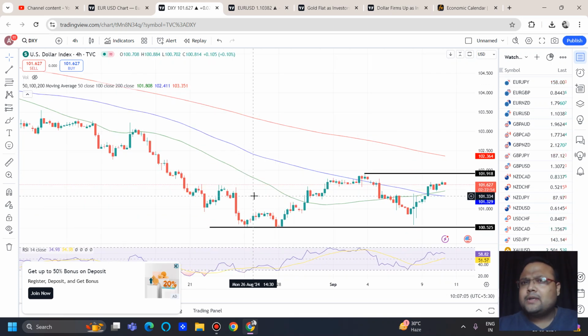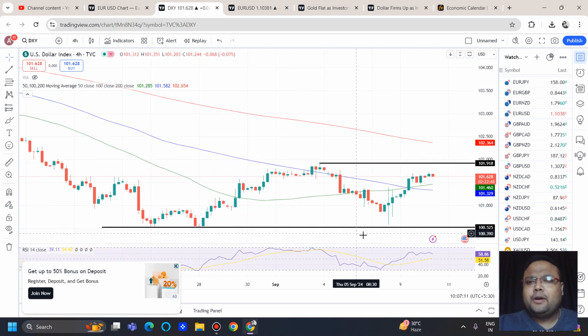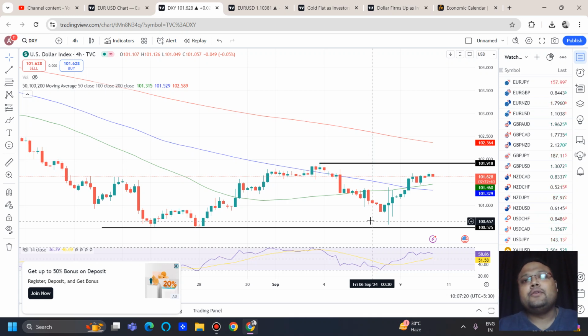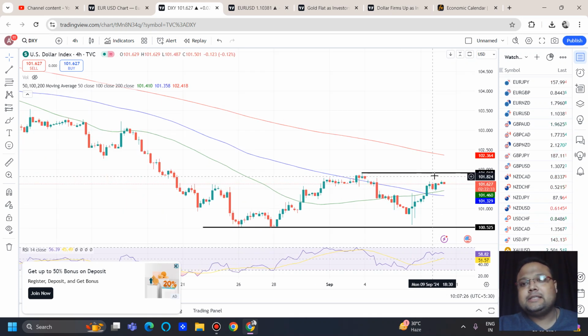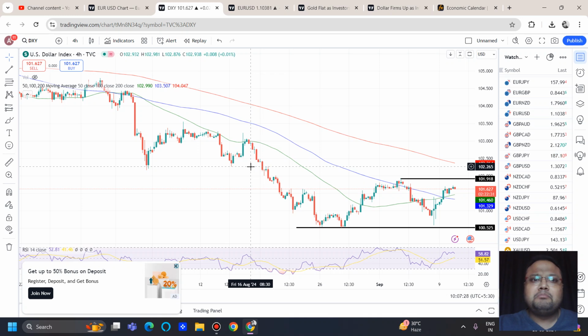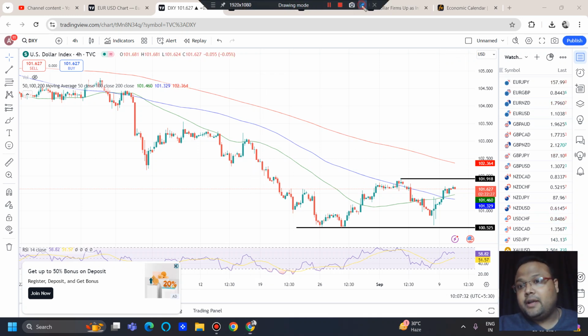Though the NFP data was not very positive for dollar, it made a low of 100.6, 100.55, but DXY showed immediate recovery. And this is the reason we can see pressure on the charts of Euro USD and GBP USD. Right now, DXY is standing at 101.6. This is the current market price. And surprisingly, DXY has shown a good amount of recovery.